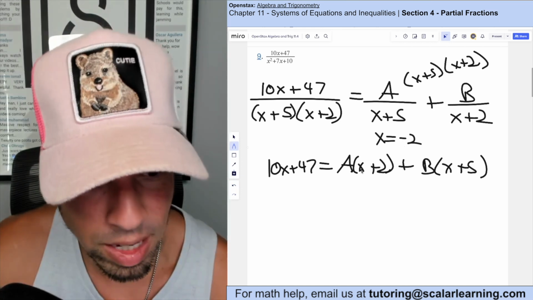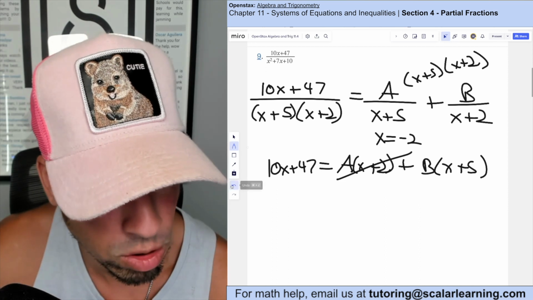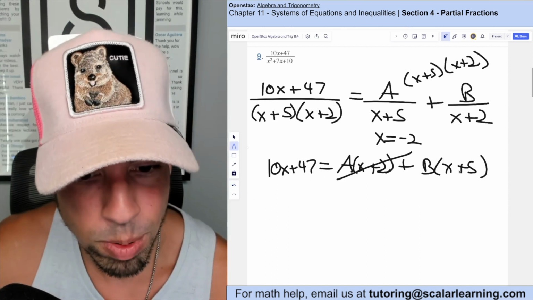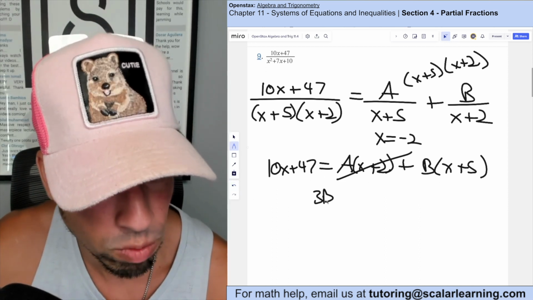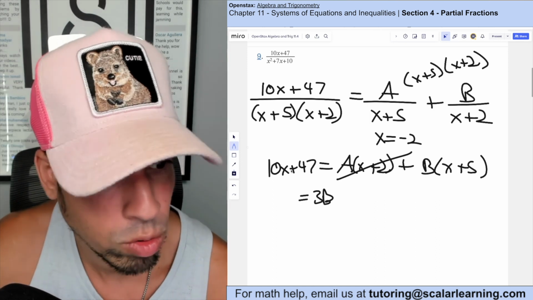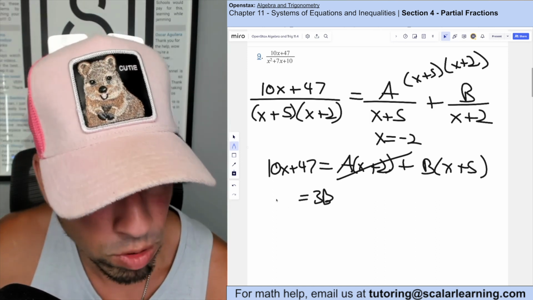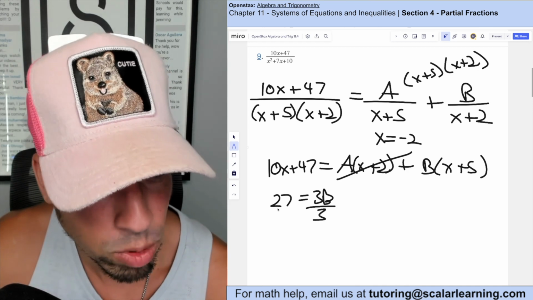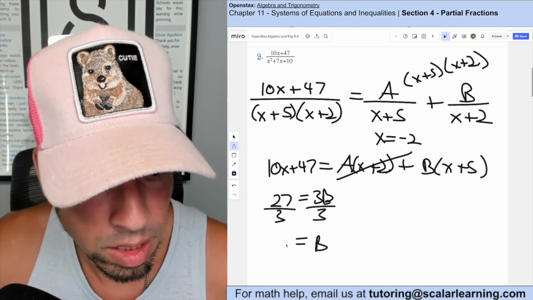Now we're going to plug and chug, and first I'm going to plug in -2 for x, and the reason why is because -2 plus 2 is 0, so that's going to kill the a. And then we have -2 plus 5, which is 3, so we got 3b is equal to negative 2 times 10, which is negative 20, plus 47 is 27. Divide both sides by 3, and we get b is equal to 9.